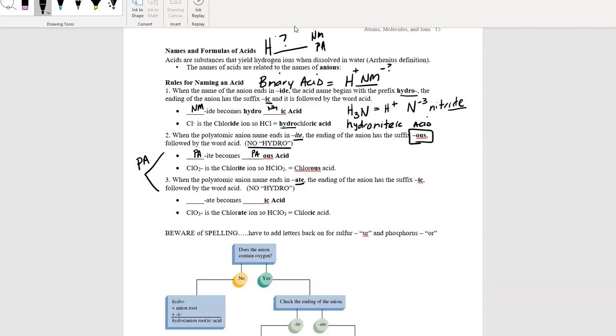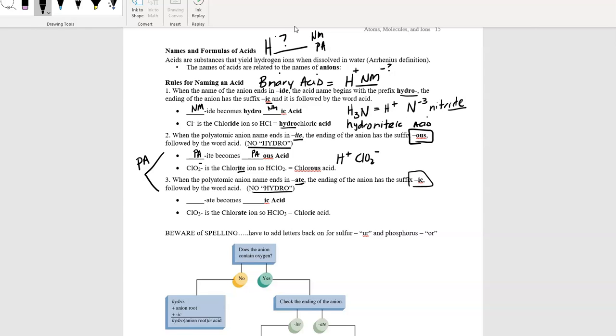For example, if I had ClO2 with a -1 charge, sorry, the minus is on the top, that's chlorite. I take that ending off, and now I have the formula HClO2, and it's called chlorous acid, because the H was +1, ClO2 was -1, electrically neutral. Once again, we don't name the hydro. Or if I have a polyatomic with ATE, I take the ATE off and add my new ending of IC. Once again, it's a polyatomic, so we don't name the hydro.